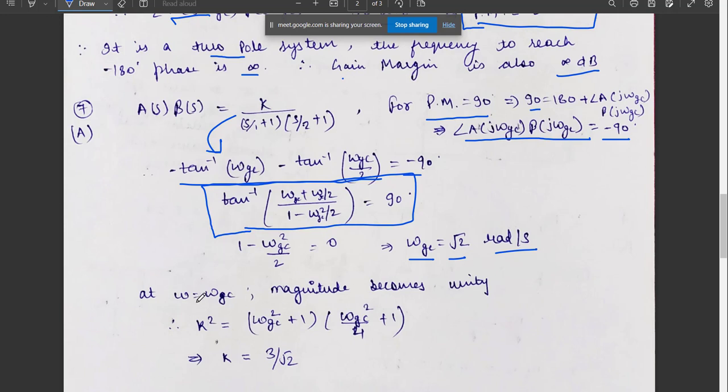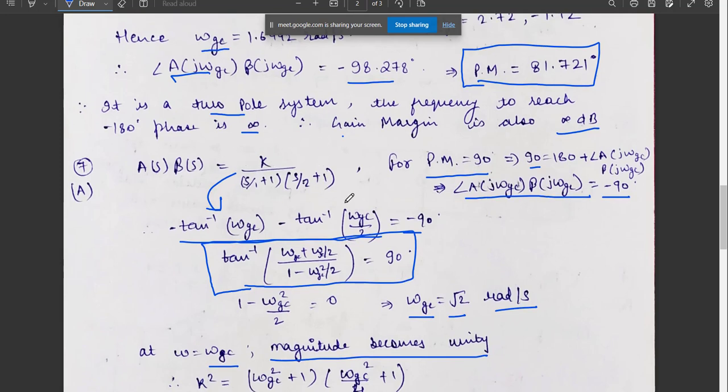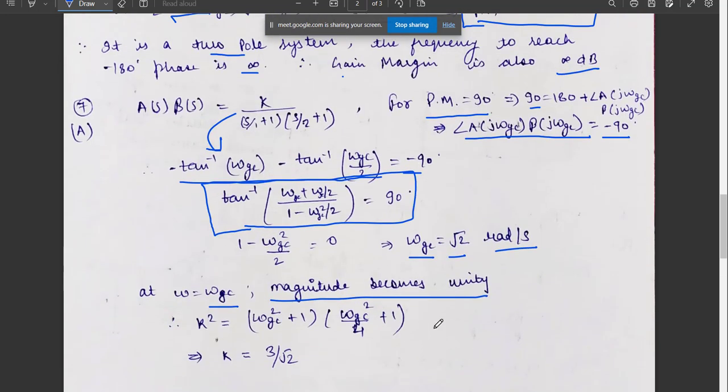Okay, so no doubt. So at omega equal to omega gc, as I have already told you in the previous question, the magnitude will be equal to unity. So the magnitude will be equal to unity. That means mod of A(j omega gc) into beta(j omega gc) equals 1, right?